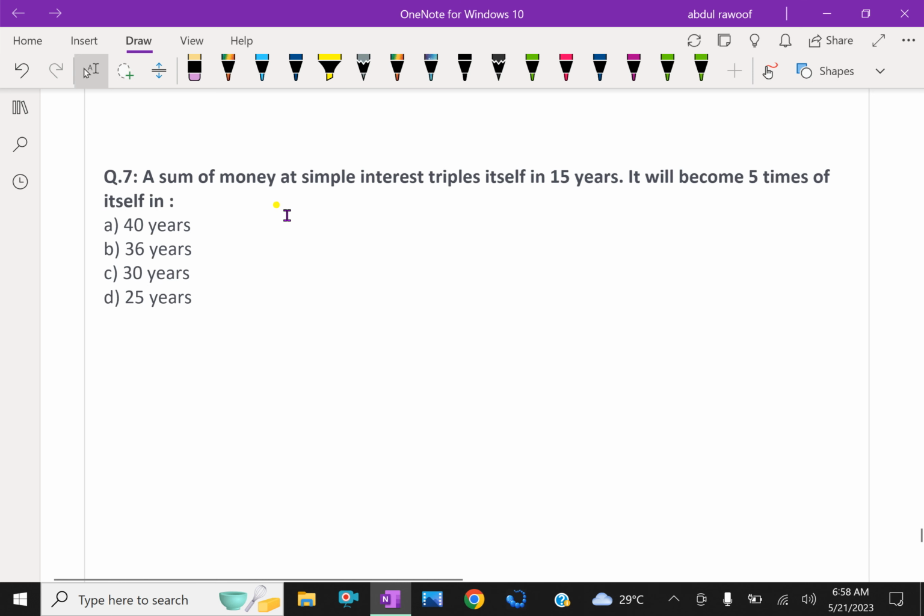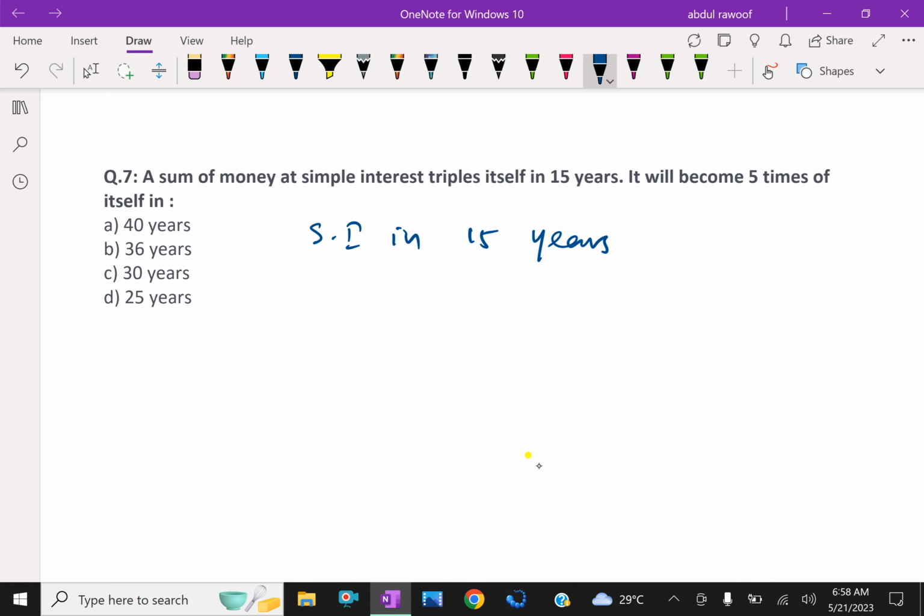The amount of money at simple interest triples itself in 15 years. It will become 5 times of itself in how many years? Simple interest in 15 years: it triples itself, 3P minus P, that is 2P.